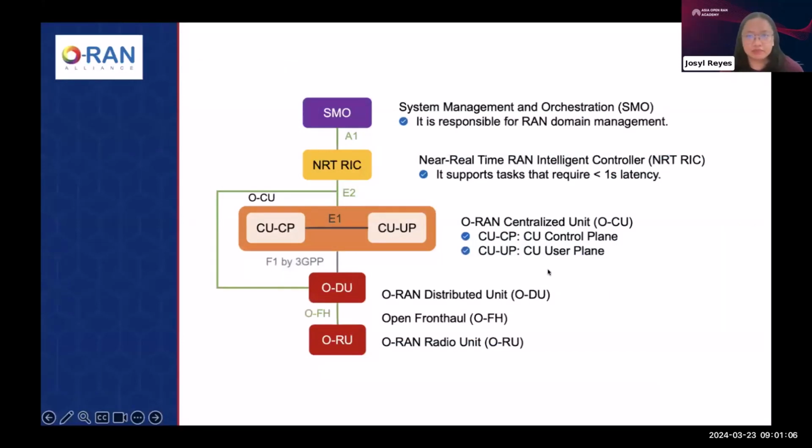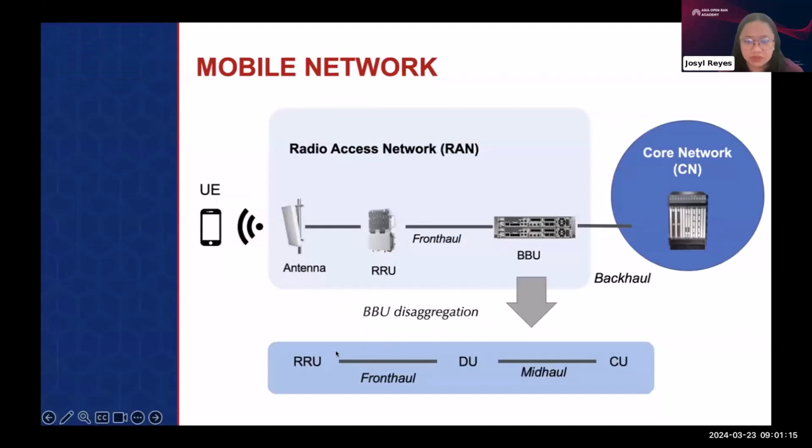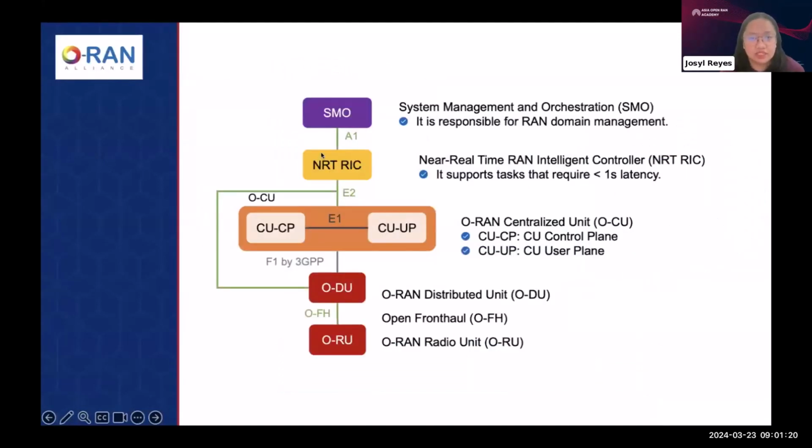Okay, and then this is just one way to look at the O-RAN architecture. So if we relate it back to the previous slide, we notice you have your RRU, the DU, and the CU. If you look at it here, this is the RAN, this part. This is the centralized unit, the CU, and then this is the distributed unit, and then the radio unit. Just look at these three parts.